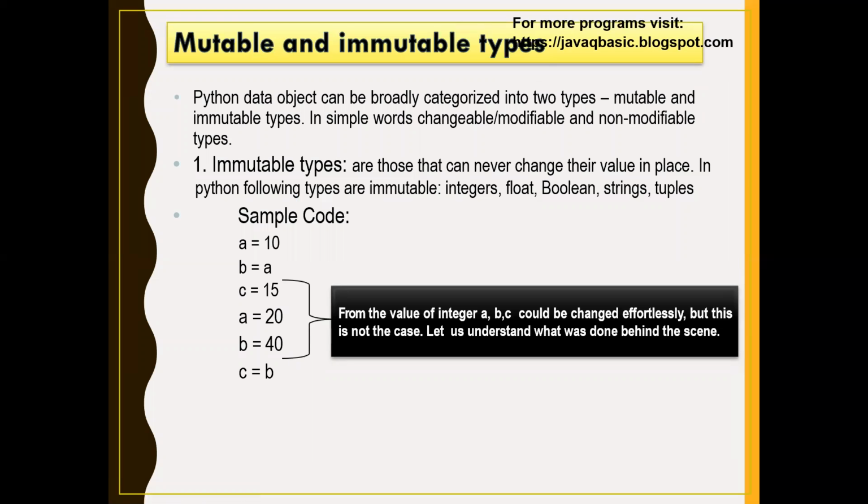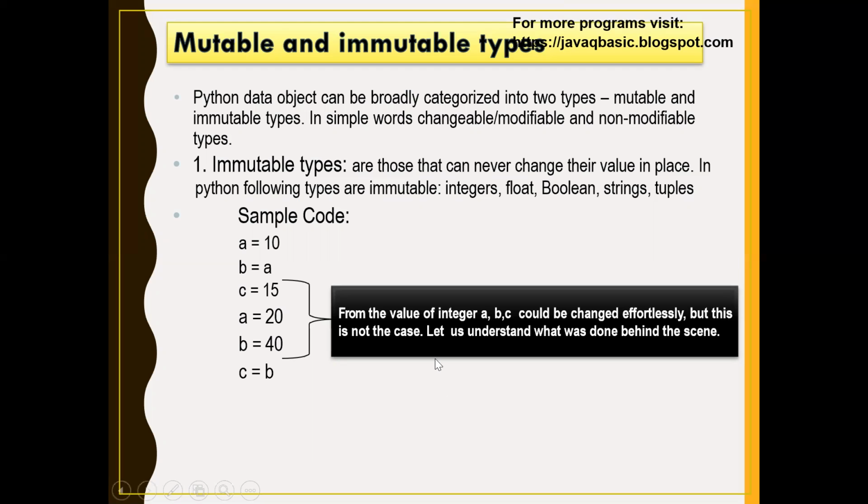Mutable and immutable types. Python data objects can be broadly categorized into two types, mutable and immutable types. In simple words, changeable, modifiable and non-modifiable types. Immutable types are those that can never change their value in place. In Python, the following types are immutable: integer, float, boolean, string, tuples. Again repeating, integer, float, boolean, string, tuples.